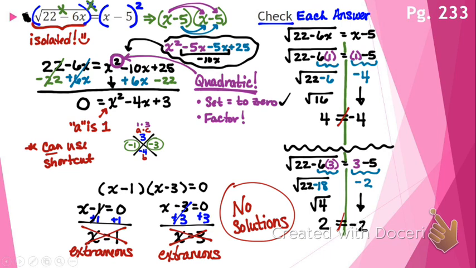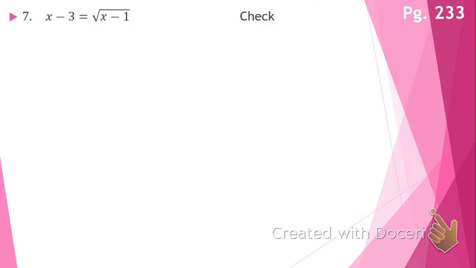All right, let's try the next one down. Try the next one for me. Number 7. What do I have to check for first? If it's isolated, is my radical isolated? Yes. Have to have that before I can move forward. If not, I've got to do a little bit of work there.